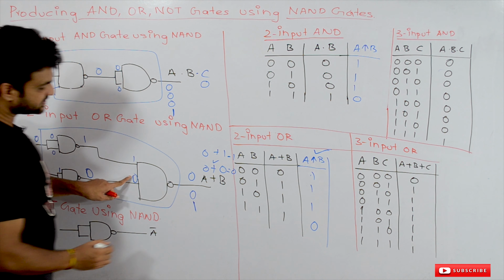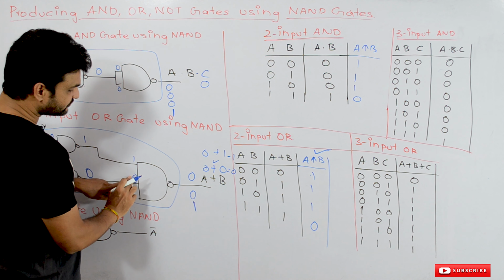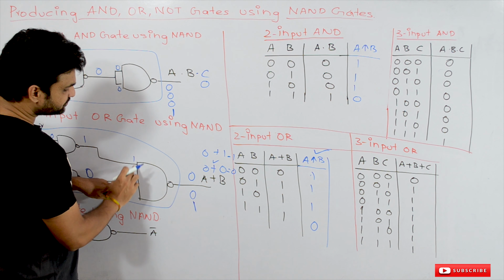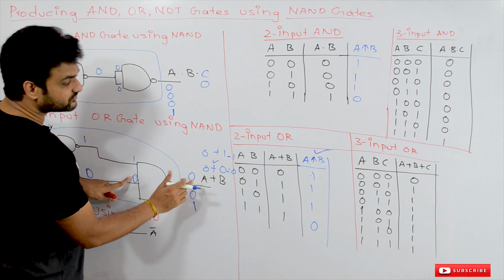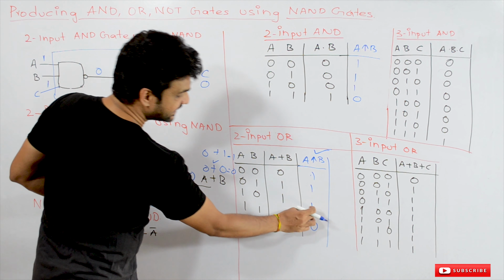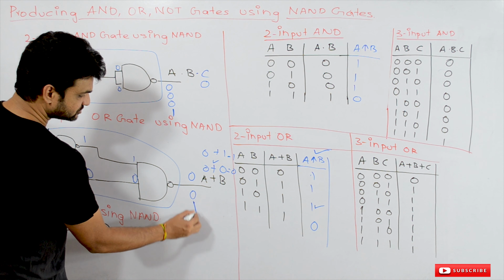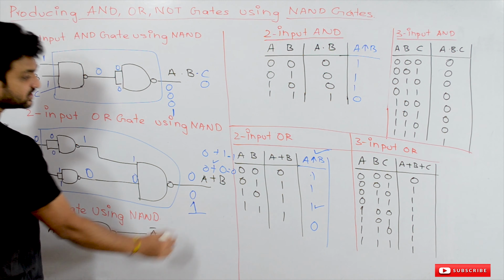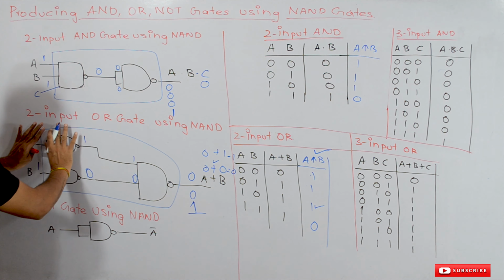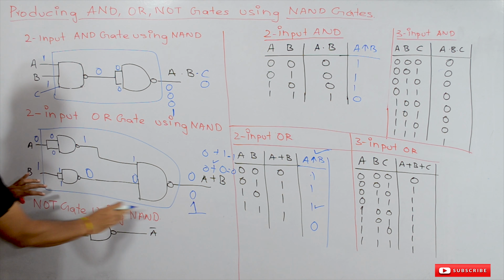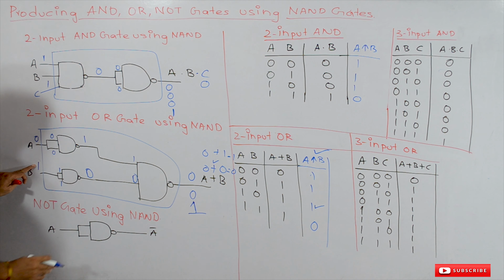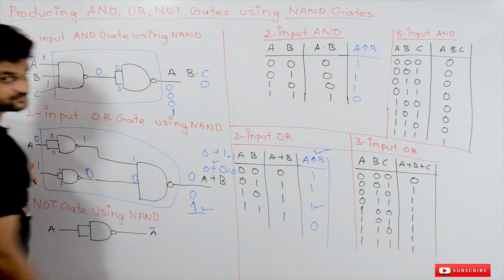1 0 will become the input for this. What will the 1 0 produce? With the inputs 1 0 to the NAND gate, what will it produce? NAND gate will produce a 1. So the final output is going to be 1. If you consider this entire circuit, with 0 1 we are going to produce 1.